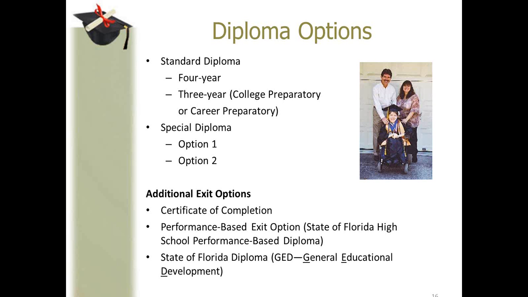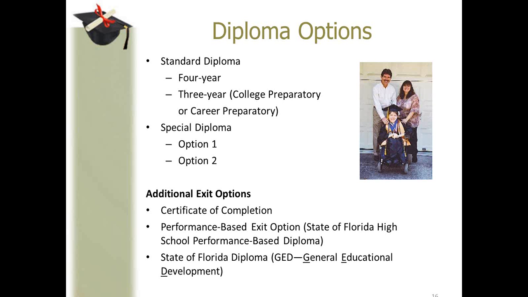Successful transitions require lots of planning and decision-making. One of the most important decisions is the type of high school diploma that the student will work toward. The student and family make this diploma decision with the IEP team based on the student's needs, preferences, and interests. In Florida, we have a 4-year standard diploma and two 3-year options, college preparatory or career preparatory. We also offer special diplomas option 1 and 2.